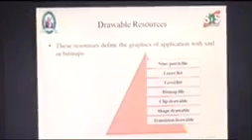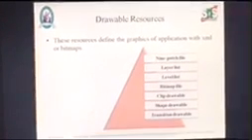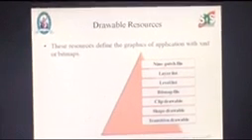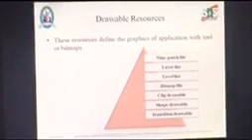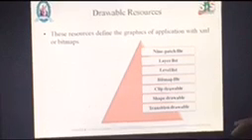First is none other than drawable resources. These drawable resources will define the graphics of applications with XML design or else in bitmaps. So under drawable resources itself, we have different file types. First is 9-patch file, and then layer list, level list, bitmap file, clip drawable, shape drawable, and then transition drawable. Let us see one by one.